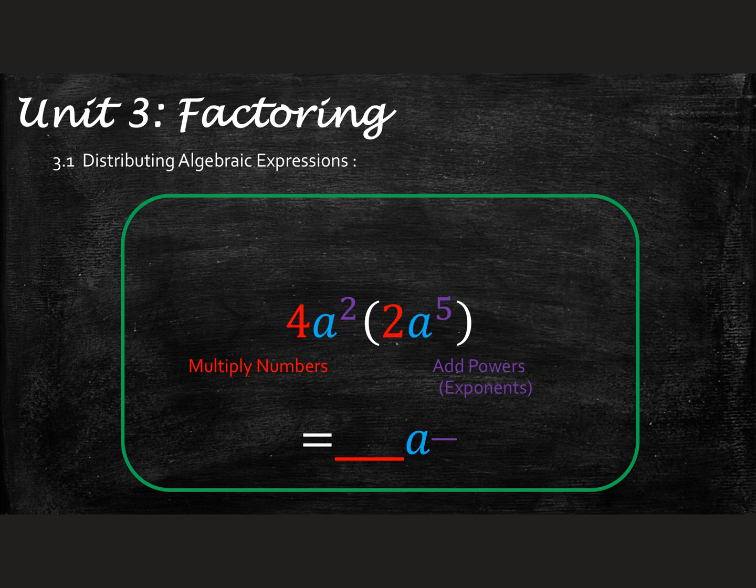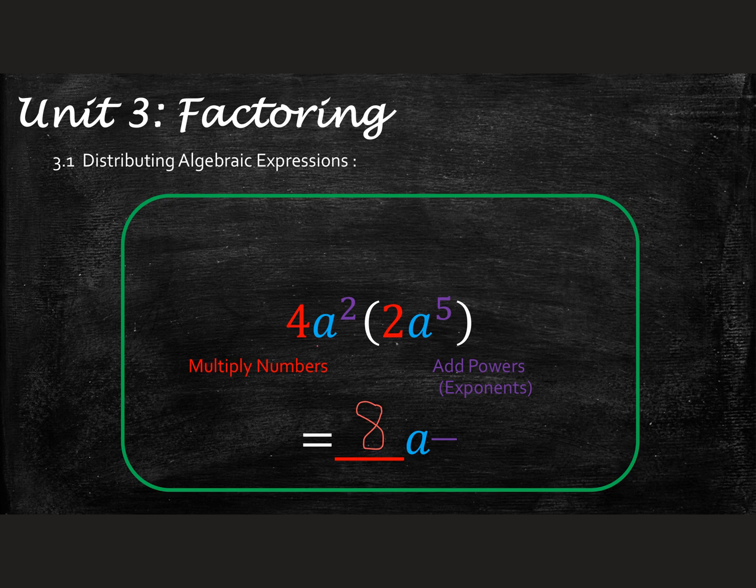When you're multiplying, if you've got coefficients, so coefficients are these numbers out front that are in red, 4 and 2, the coefficients you're going to go ahead and multiply, so you'll still multiply those like normal. So 4 times 2 is 8, so this is going to be 8.